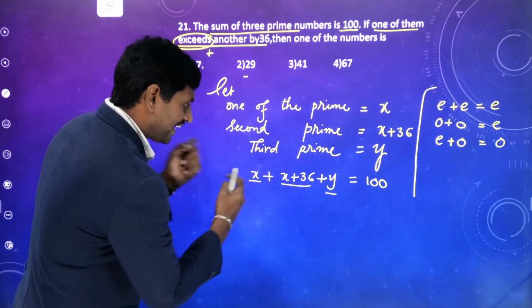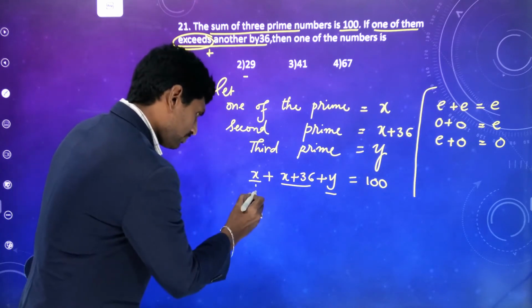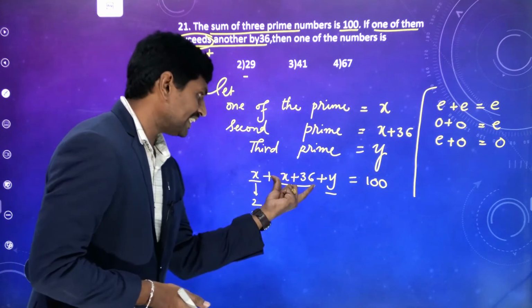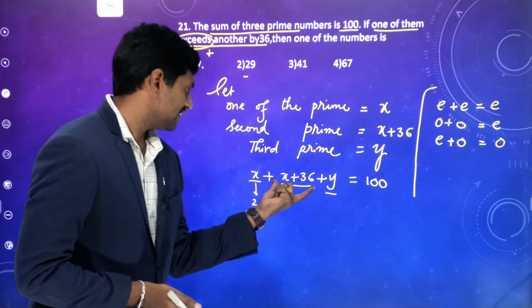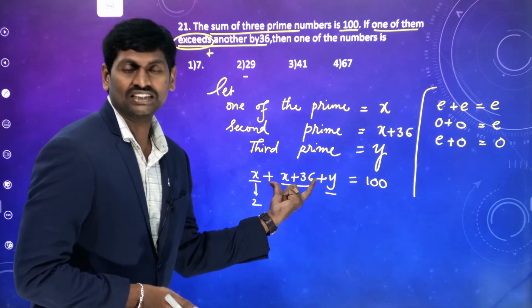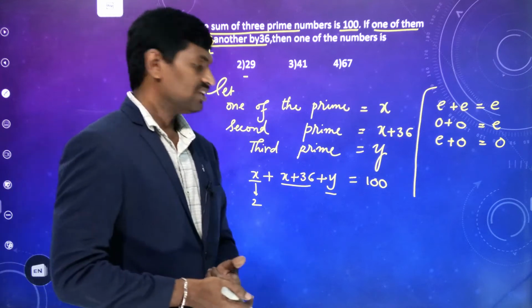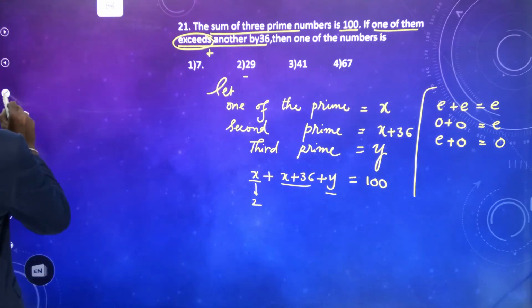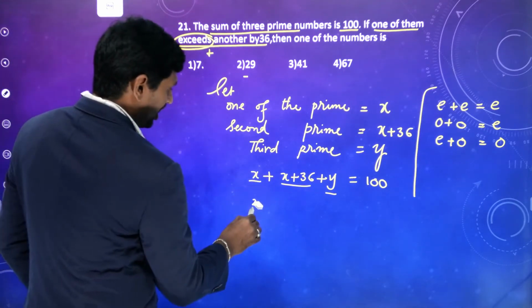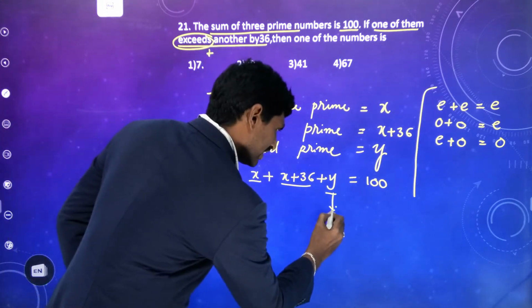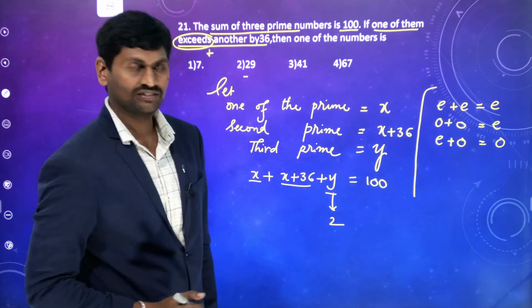Now I cannot take x as 2, because x plus 36 must be a prime number. X plus 36 means 2 plus 36 will be 38. 38 is not a prime number. So I cannot take x value as 2. So I have only the option to take y value as 2. Okay na?